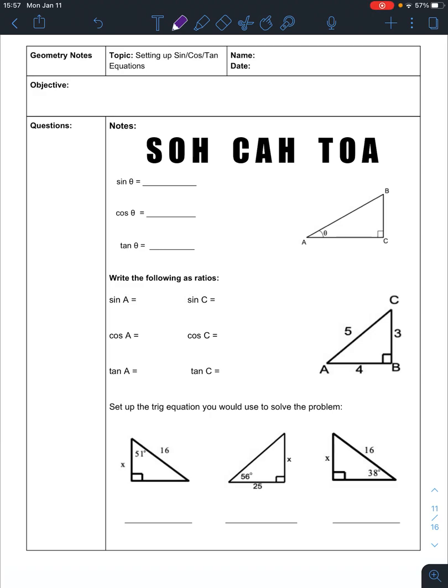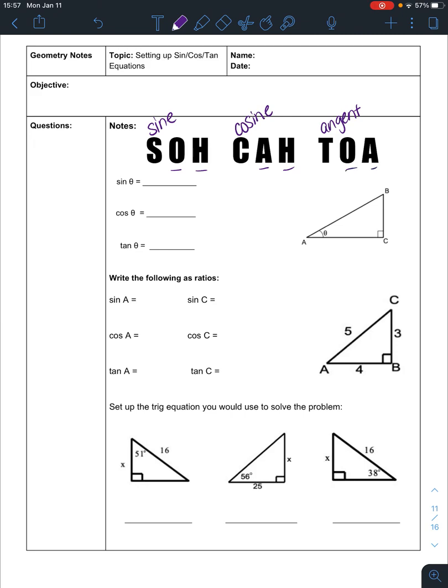Now that we know how to recognize which side is opposite, which side is adjacent, and which side is the hypotenuse, and we know how to tell whether to use sine, cosine, or tangent, remember that sine uses the opposite side and the hypotenuse side. Cosine uses the adjacent and hypotenuse sides. And then tangent uses the opposite and the adjacent sides.